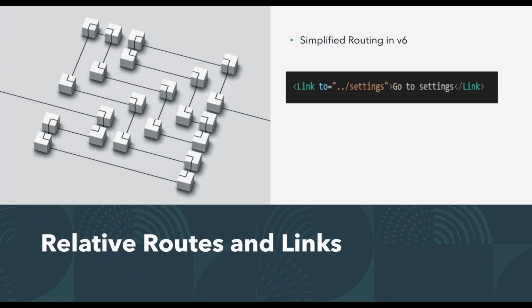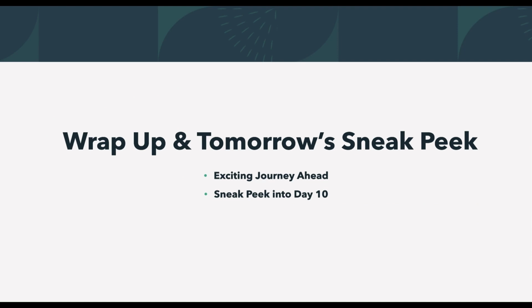Finally, let's touch on relative links. These make your code cleaner and more adaptable, especially in nested scenarios. Instead of writing the full path, we'll utilize relative paths. We've journeyed through the heart of React Router v6 today. Tomorrow, we're diving into state management with TypeScript.